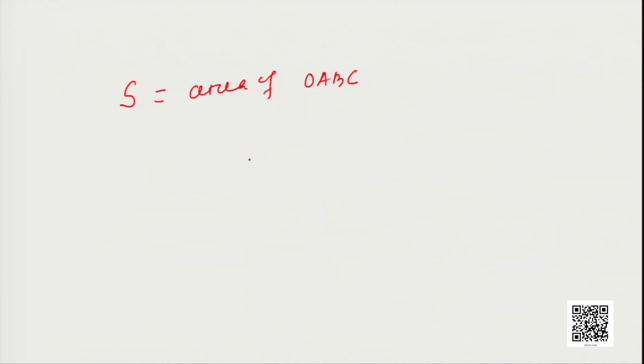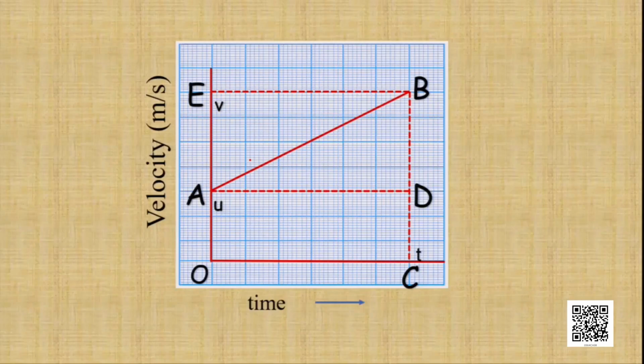That means again the area OABC can be divided. If you look at the graph, the area OABC can be divided into two parts. One is the area of the rectangle OADC and the area of the triangle ADB. So we will take the sum of these two areas, then we will find out the distance travelled by the object. So first we will find out the area of OADC.